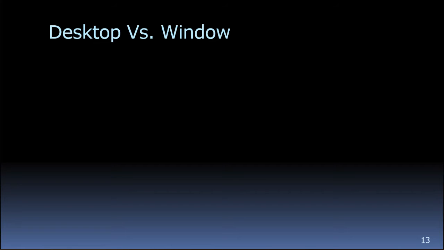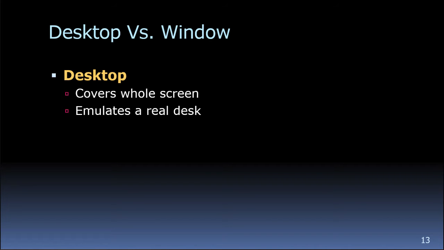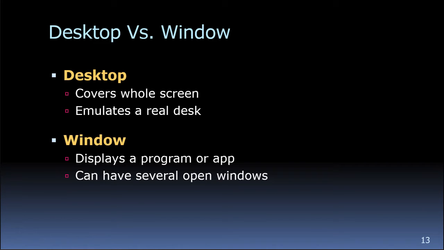Now, speaking of terminology here, we have the desktop and we have Windows. The desktop is basically the thing that covers the entire screen. It emulates your real desk at home. There are also program windows, and each window is for a different program or a different app that you're running on your computer. And you can have several open at the same time, and it's very easy to switch from one to another.